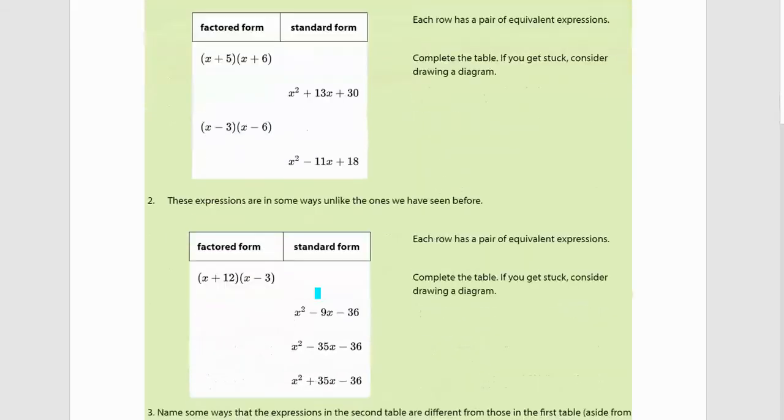So 7.2, negative constant terms. These expressions are like the ones we have seen before, and I believe we did this with the table. You could always use the good old-fashioned diagram if you need to. x times x is x squared. x times 6 is 6x. And 5 times x is 5x. 5 times 6 is 30.